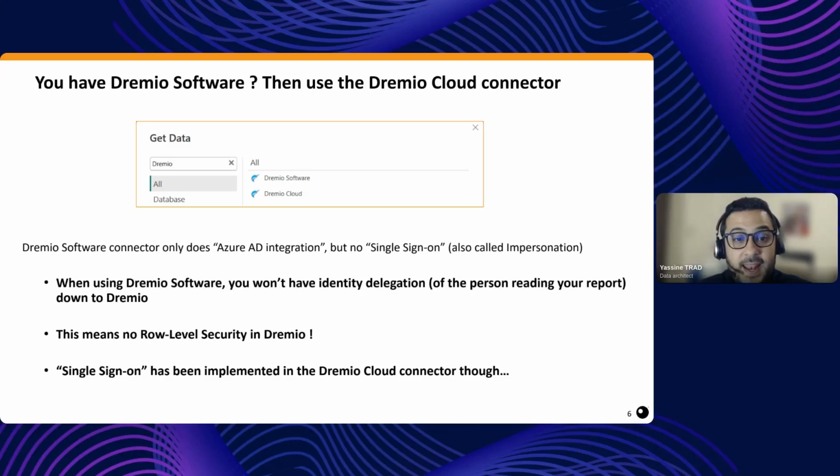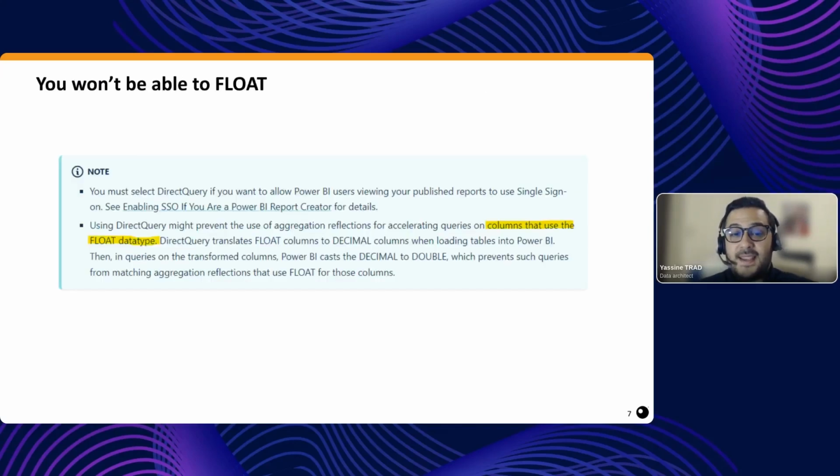Okay. Next one is the float issue. We discovered that if you have your data in Parquet files in Amazon S3 or ADLS Gen 2 in Azure, and you have one or more columns using the float data type, well, that's not going to work. That's not going to work at all.